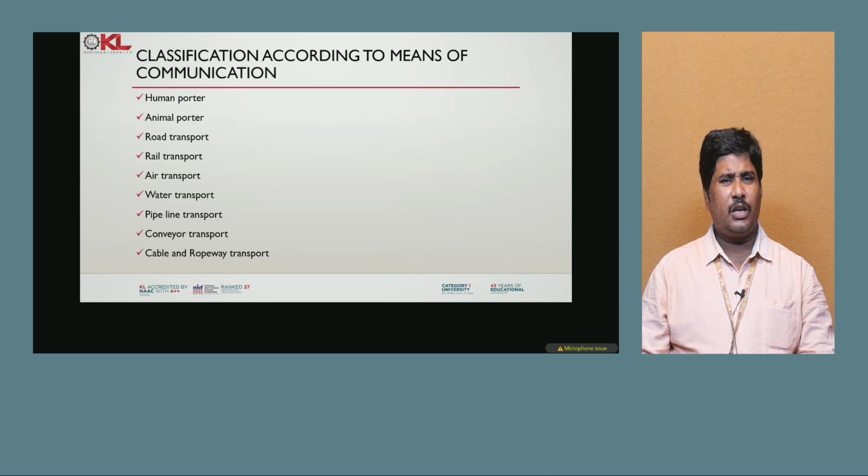And classification according to the means of communication: human porter, that means manual persons, and animal porter, animal drawn vehicles, and road transport, rail transport, air transport, water transport, pipeline transport, conveyor system transport, cable and ropeway transport. Most probably all of these we have seen in regular days. And pipeline transport, nowadays it is a trending pipeline transport.